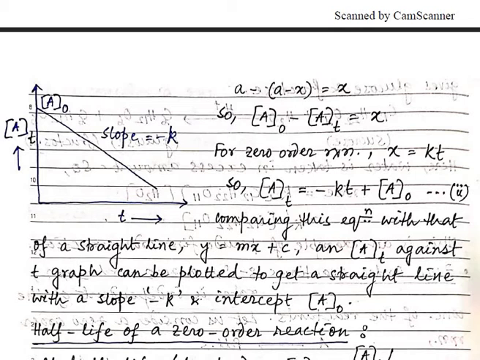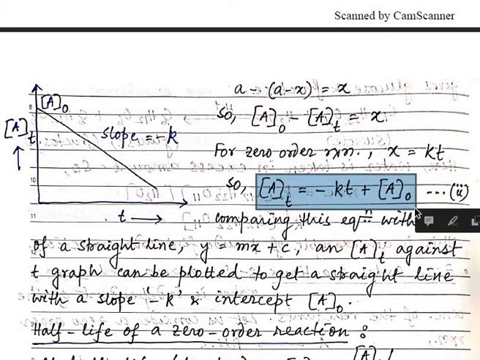Now if I plot the graph of At versus t, with the help of this equation, At is equal to minus KT plus A0, equation number 2, then we can see that there should be a straight line.